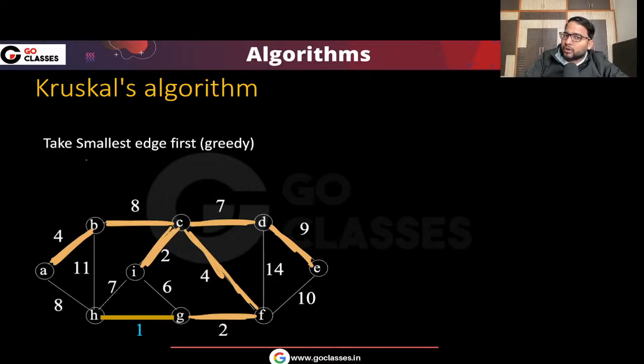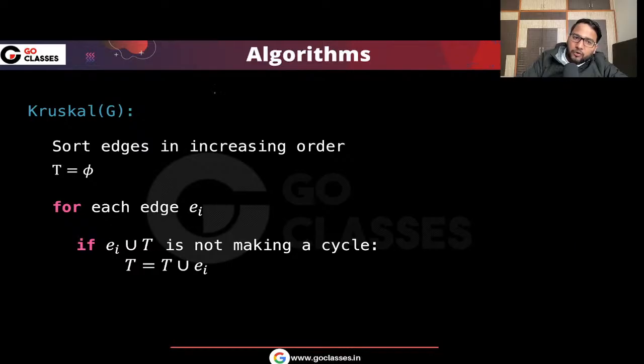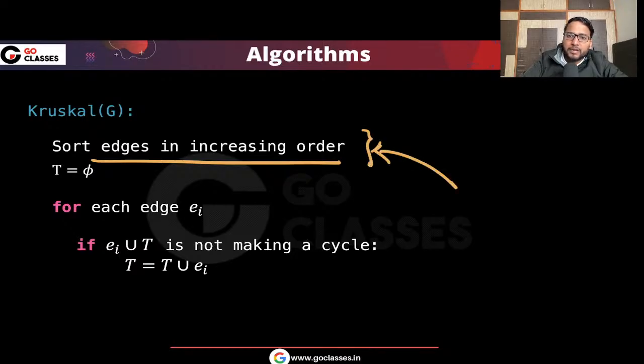So I know that you know Kruskal's. Now, what is the algorithm that it follows? It says that you sort the edges in increasing order. So how much time will you take to sort the edges in increasing order? Let's suppose you have E edges. Then you will be taking E log E here, if you sort the edges in increasing order.